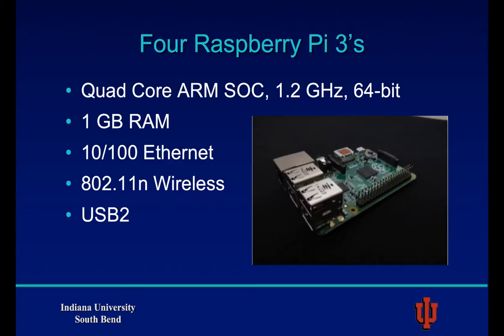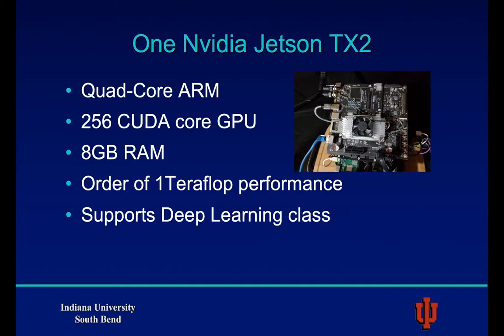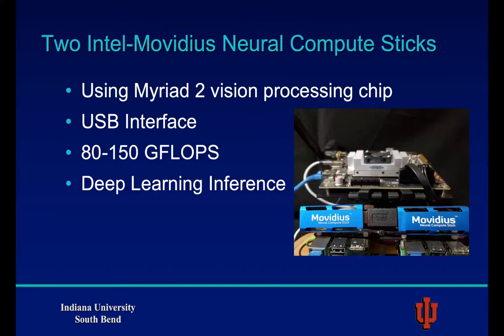It consists of 4 Raspberry Pi 3s, each quad-core ARM, giving us 16 cores on the Raspberry Pis. 1 NVIDIA Jetson TX2 gives us 4 more ARM-compatible cores, but it also has a GPU with 256 CUDA cores. We have 2 Intel Movidius neural compute sticks, and these are used for giving vision capability to the Raspberry Pis. We use them in some computer vision demos using neural networks, and for deep learning inference as well. They've been superseded by neural compute stick 2s. We have those, but we haven't put them on yet.